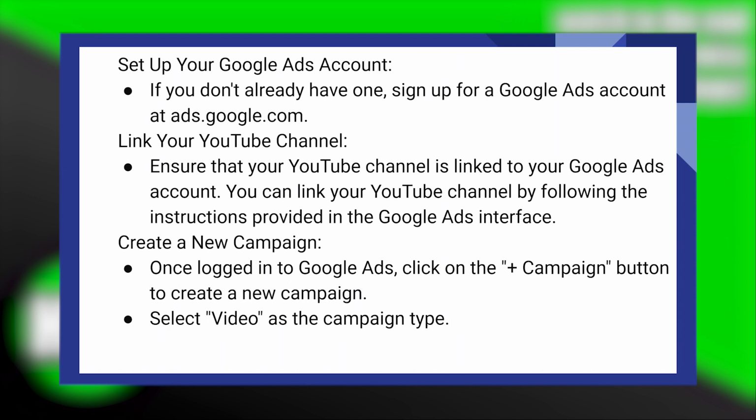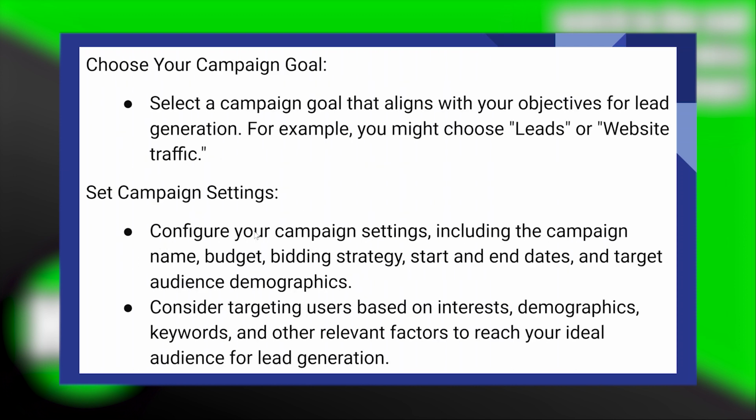Once logged into Google Ads, click on the plus campaign button to create a new campaign. Then select video as the campaign type. Select a campaign goal that aligns with your objectives for lead generation. For example, you might choose leads or website traffic.